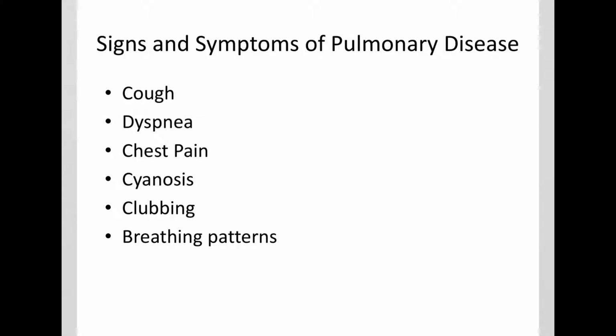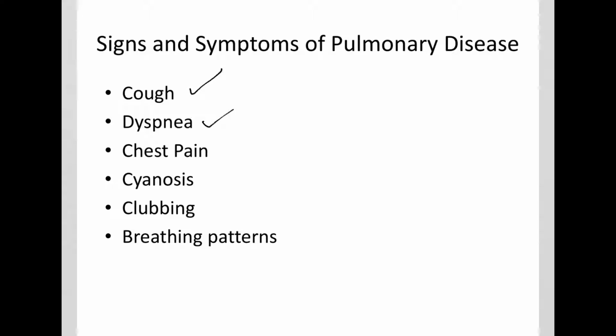What are some of the major signs and symptoms? Well, cough. So is the person coughing? How much? What's the production like? Is there a color to it? Is there a smell to it? Dyspnea. What is their shortness of breath? Do they have shortness of breath at rest, during exertion? Has it gotten worse? Has it gotten better? What time of day is it better?